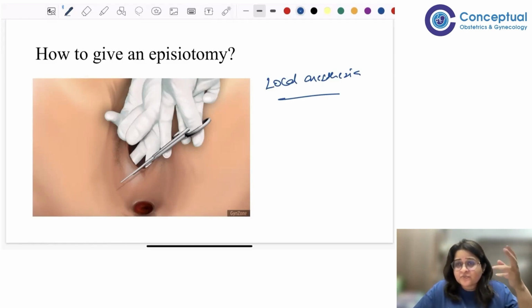It's a cut. The patient may not complain because she's anyway in so much pain, but it's very traumatic mentally and physically. So give her local anesthesia, infiltrate local anesthesia, and then give the cut. So this is how you do it.